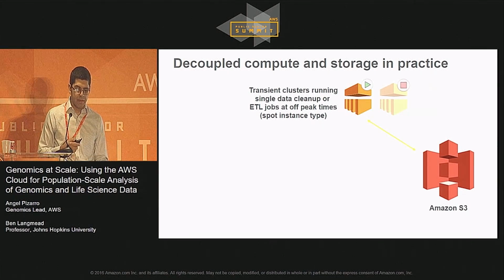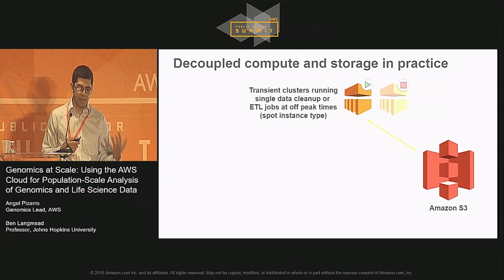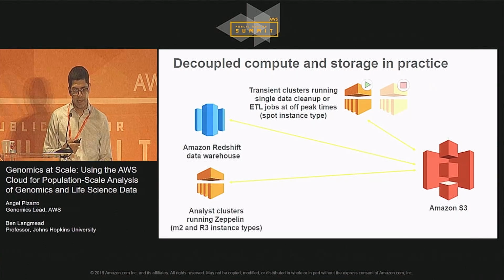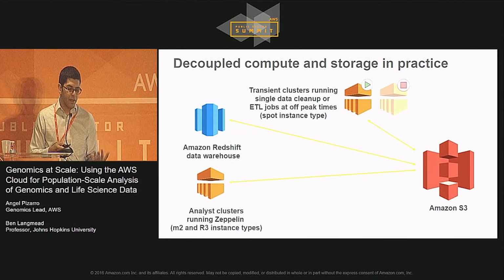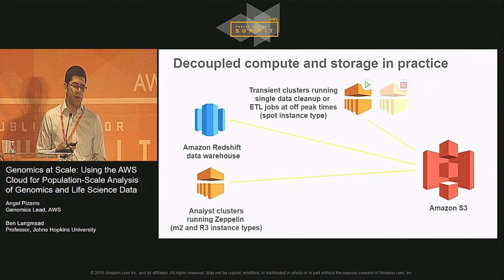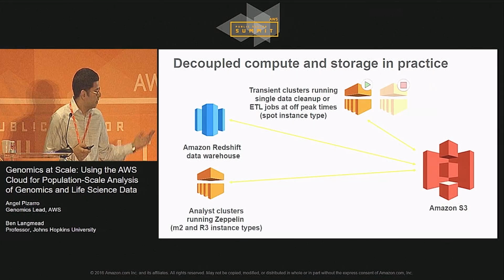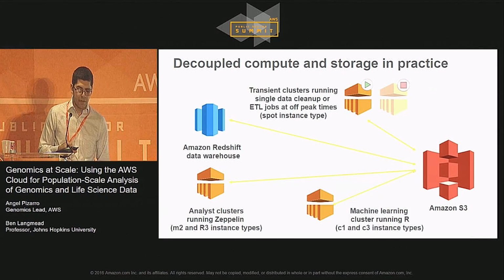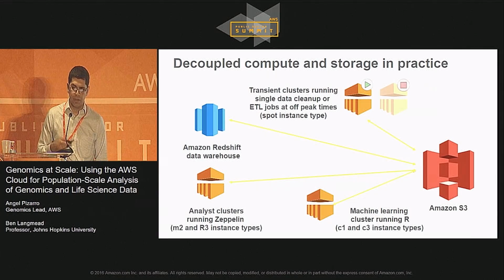So with EMRFS and EMR, you're able to build transient clusters that you can bootstrap up and down, and you can take that same data and shift it into other solutions, whether these are traditional HPC clusters that are running on top of S3, other EMR clusters that are using the same data, going into our Redshift open data warehouse, and whatnot, as well as other types of algorithms like machine learning, running R, C3, C-type instances.